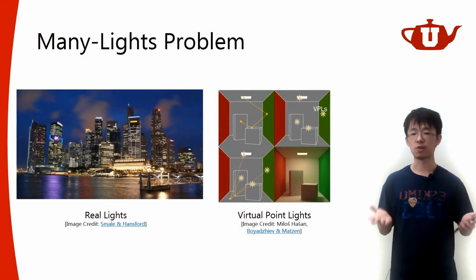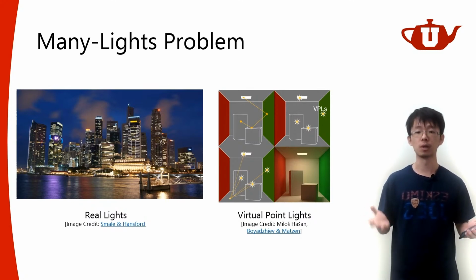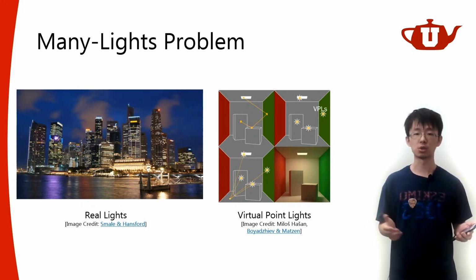Dealing with many lights is very common in real-time rendering. This includes modeling real lights or using virtual point lights for approximated global illumination. But handling many lights can be quite a challenge due to its computational complexity.